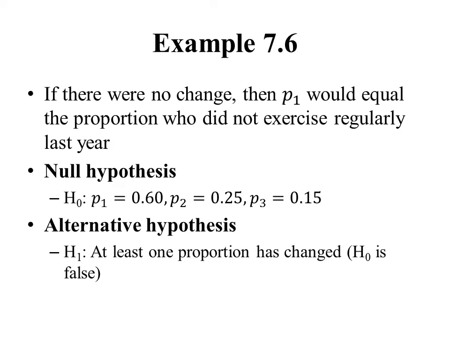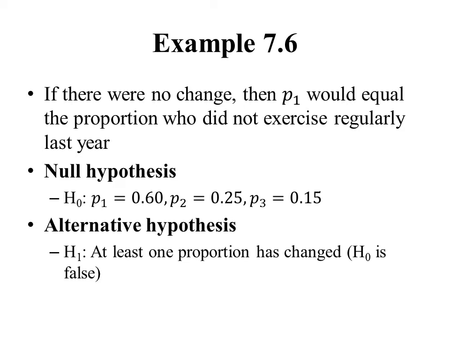Now the alternative hypothesis is going to be the same as our claim or the research hypothesis, and that claim is that the distribution has changed, or in more formal terms, the alternative hypothesis is that at least one proportion has changed. Another way of stating the alternative hypothesis is that the null hypothesis is a false statement.